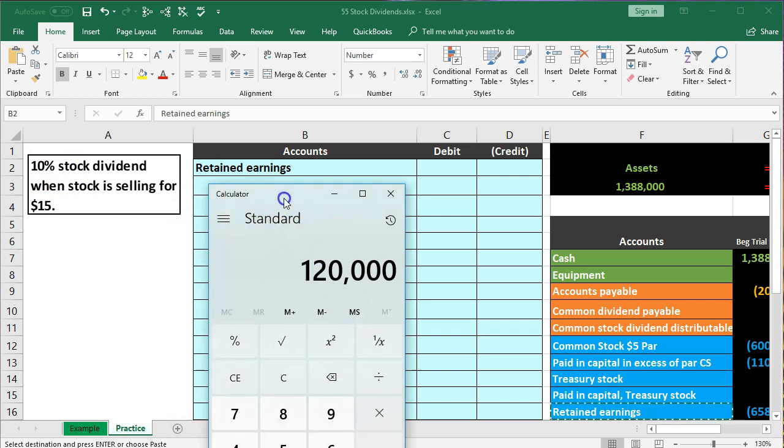So we're just going to take that 120, multiply it times 10%, which is 0.1. That gives us 12,000. And then 12,000, in essence, shares that we're going to be distributing. And then we're going to multiply that times the stock price. So it's currently selling for $15.